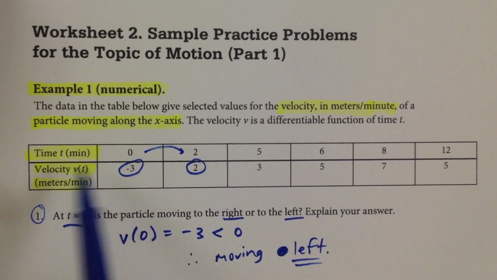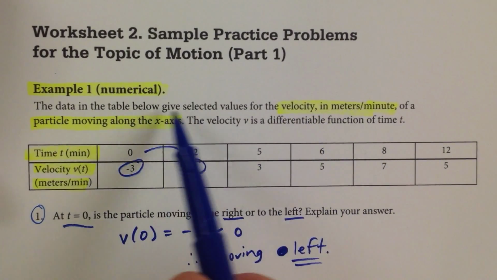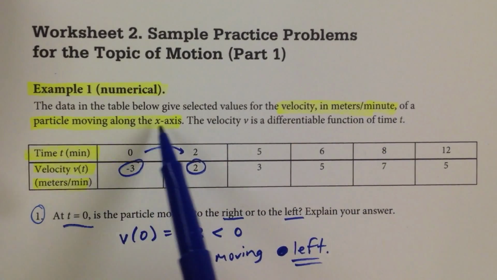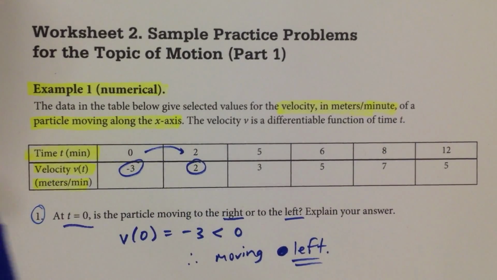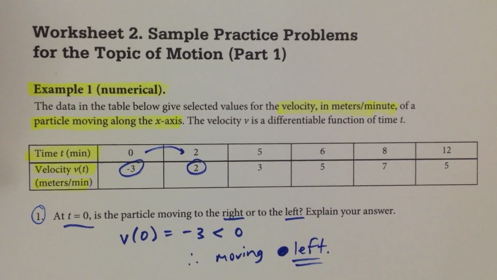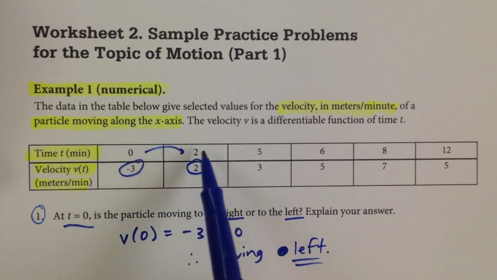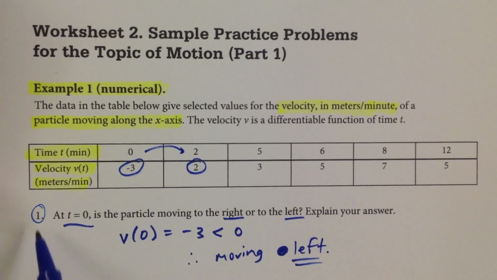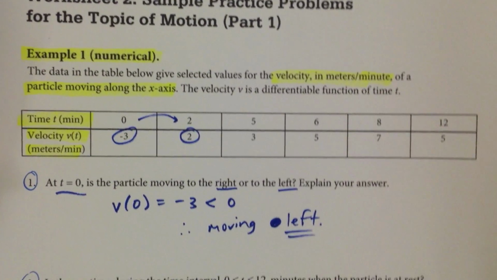We're going to be given in this chart selected values for the velocity, in meters per minute, of a particle moving along the x-axis. So we talked about that in the last lesson, where these examples are going to be motion in a line. And so here we can see at various times what the velocity was, and we're going to just answer these first two questions on this worksheet.